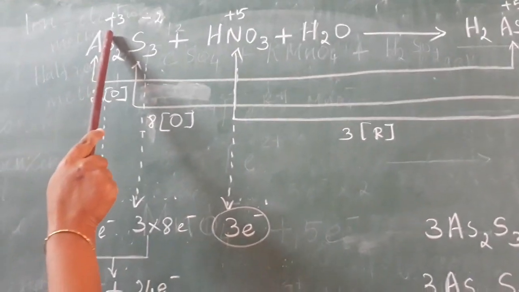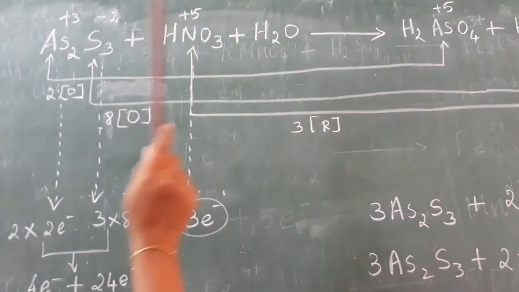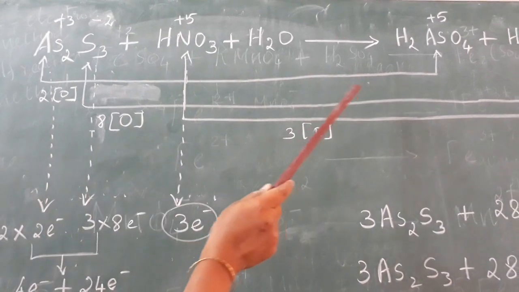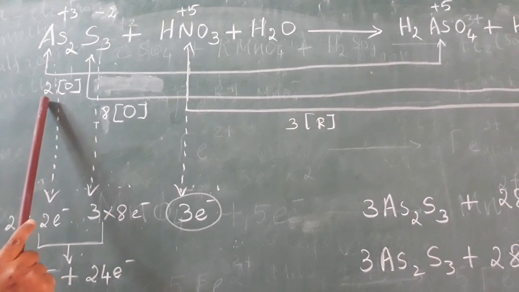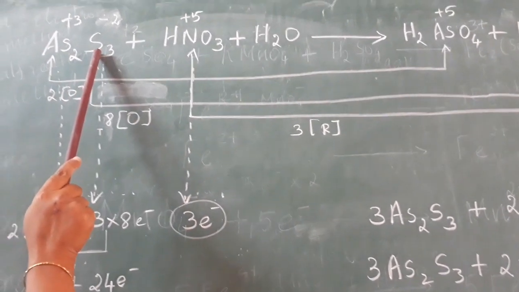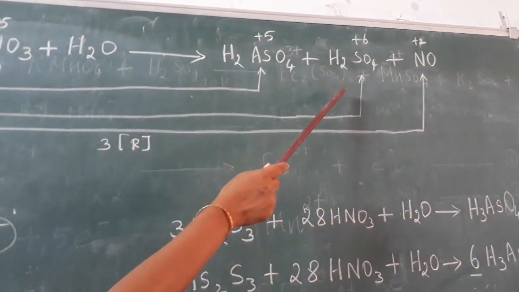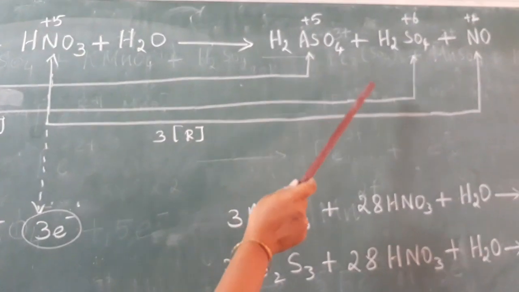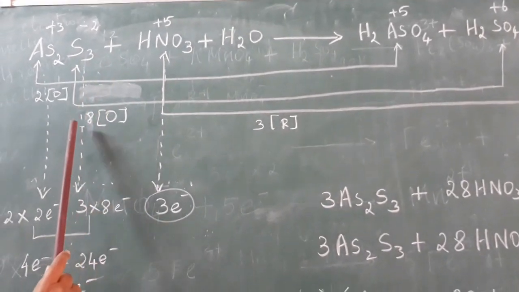Now see that in arsenic, here it is plus 3 and in that one it is plus 5. Plus 3 to plus 5. What is happening there? The oxidation number increases, so it undergoes oxidation. How many numbers undergo oxidation? 2. And afterward, the sulfur here is minus 2, but in sulfuric acid the sulfur value is plus 6. So the oxidation number also increases, which means it undergoes oxidation. How much oxidation takes place? 8 numbers.